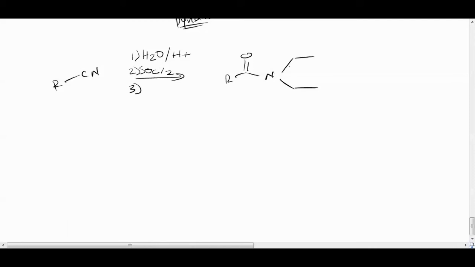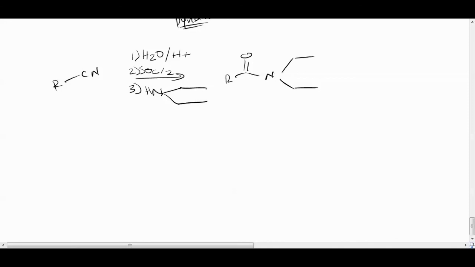Would it be like HN? Then since it's an acid halide, you don't really have to worry about acid and heat because it's really reactive. Okay. Cool.